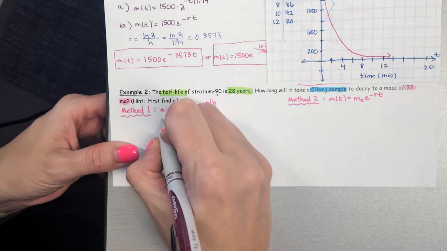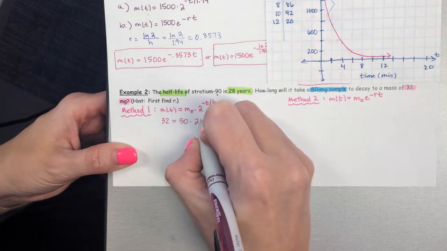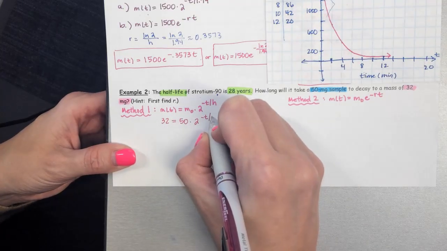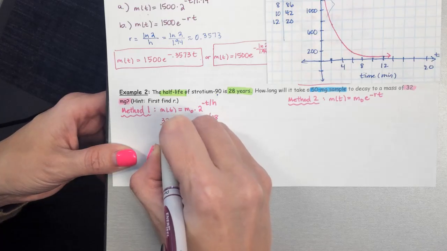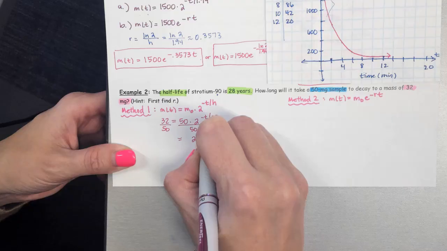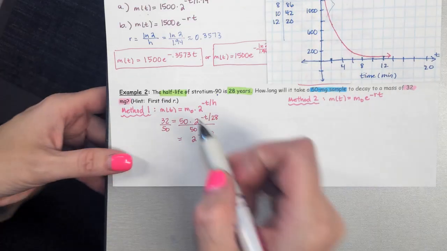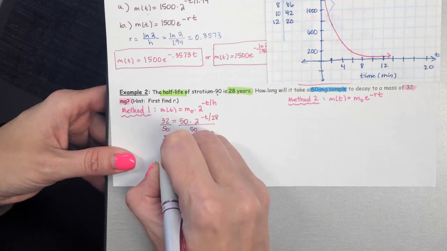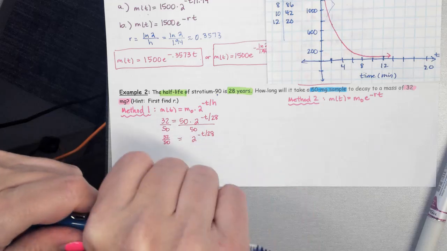Okay, so 32 is going to equal 50 times 2 to the negative t over 28. So we start dividing by 50. If you get a nice decimal there and you would like to write it as a decimal, feel free. I don't even go to my calculator until I'm ready to do the log, so I keep it like this because I don't like going back and forth.